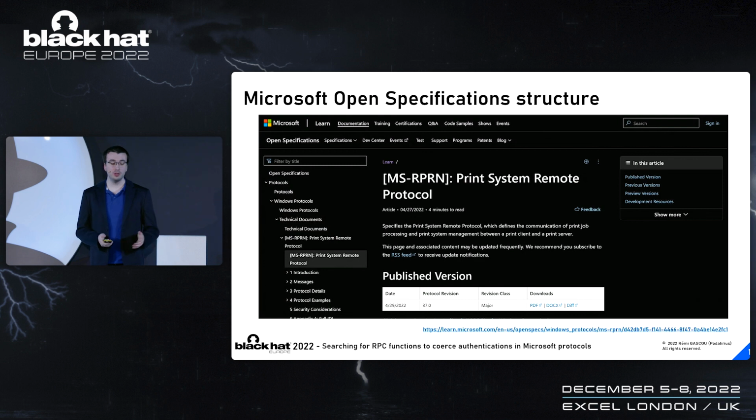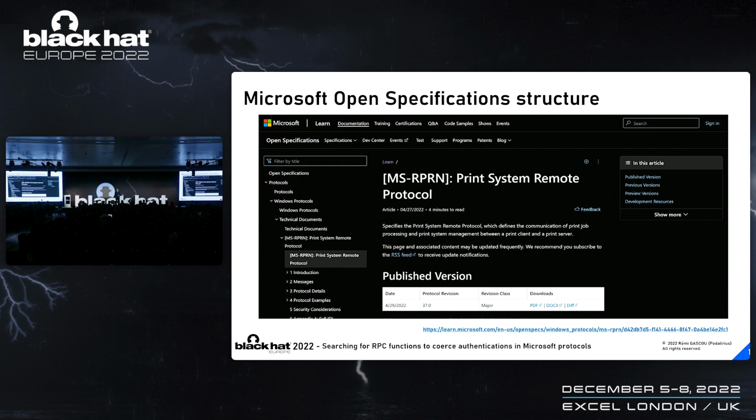Microsoft Open Specification docs looks like this. You have a page inside MS Docs where you have every RPC protocol described protocol by protocol. And when you click on this protocol, you will have all the documentation that you find in the PDF in online version.